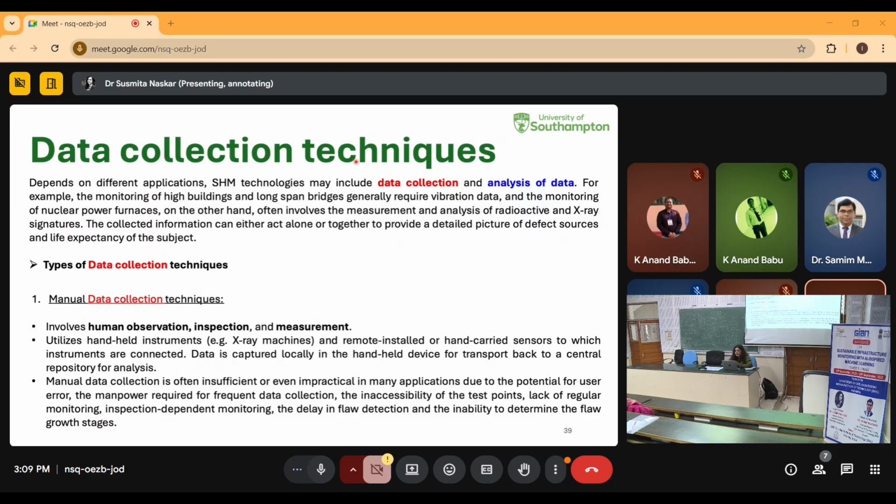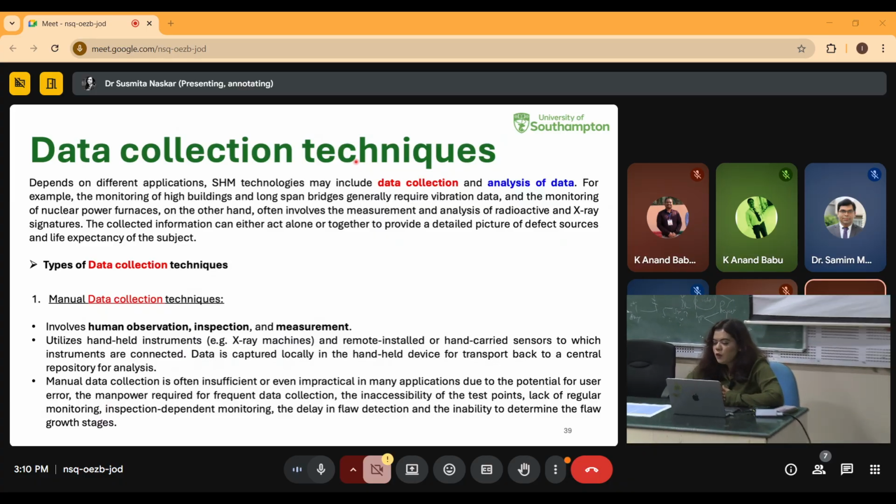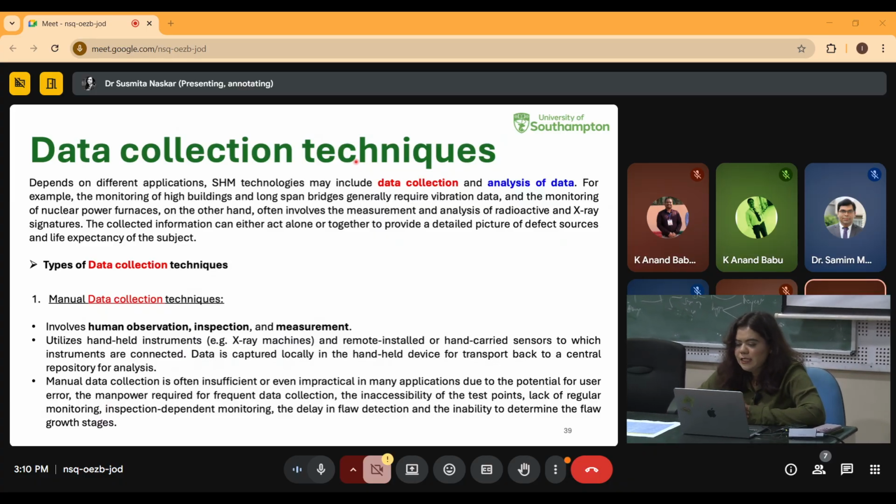And then definitely with the process we will see how to monitor and what will be the further process to monitor those data, right? So the first thing, as I said, when we talk about infrastructure monitoring, the data is a very, very important factor, and data collecting techniques are one of the important foundations for structural health monitoring, or the SHM techniques.